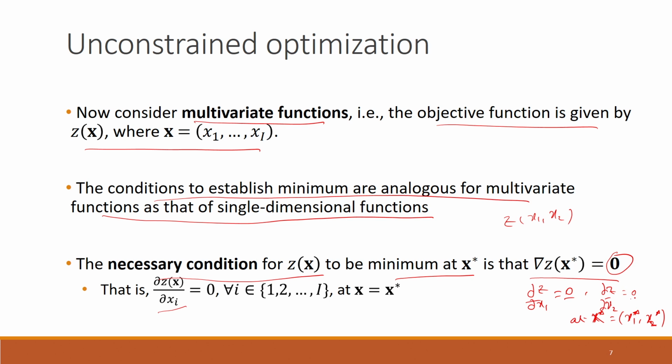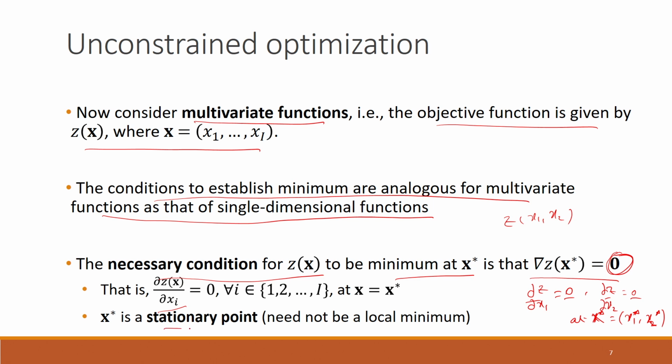Okay. So there are these two 0s here, and that is why this is a 0 vector, consisting of two zeros if we have two variables. This necessary condition is the same as the first order condition, which ensures that at x equal to x star we have a stationary point. Since this is only a necessary condition, it does not mean that it has to be a local minimum, because we have seen before that every stationary point need not be a local minimum.